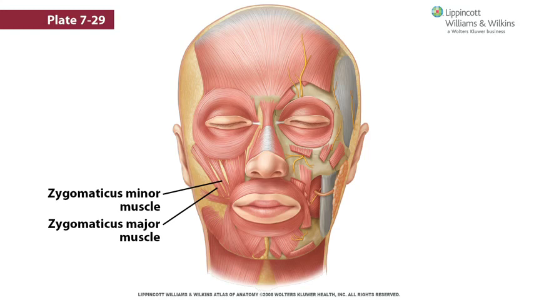The zygomaticus major and minor originate near each other at the zygomatic bone. The major inserts at the modiolus and the minor inserts on the upper lip. The major draws the angle of the mouth superolaterally and the minor elevates the upper lip. Activate them unilaterally and you'll sneer. Bilaterally and you'll sort of smile.